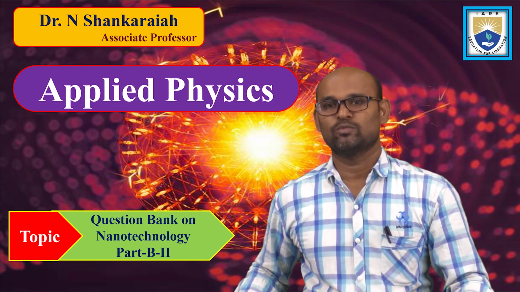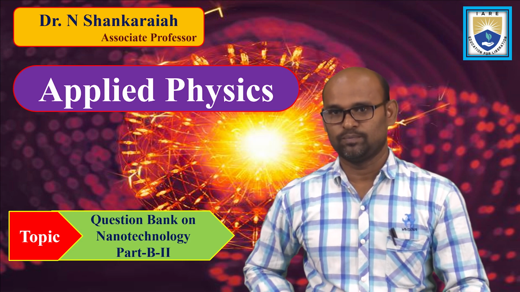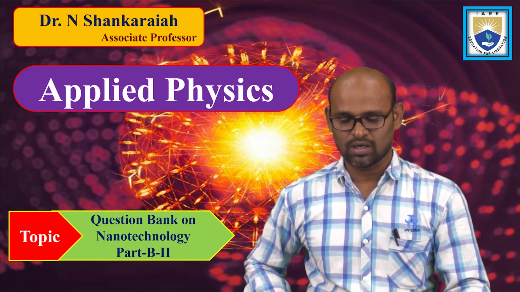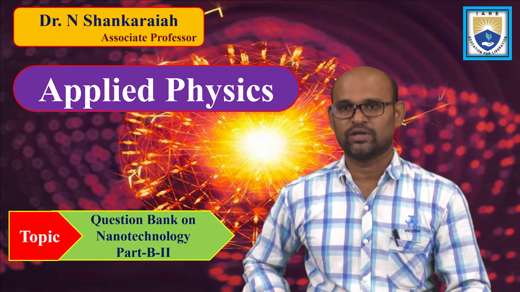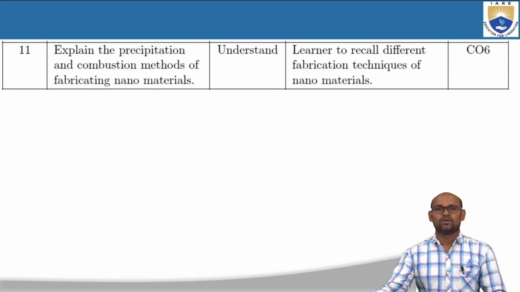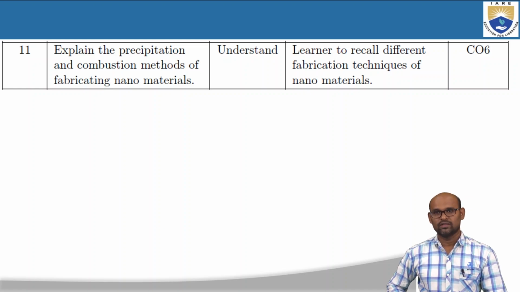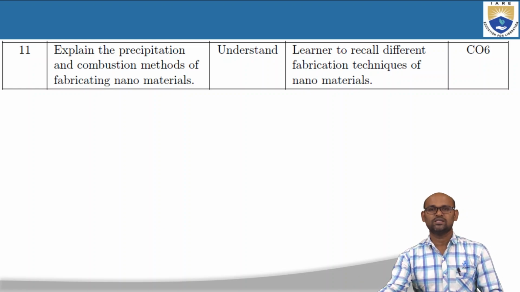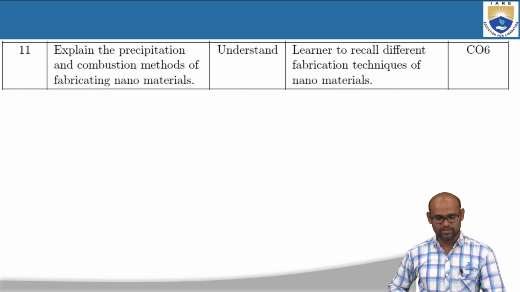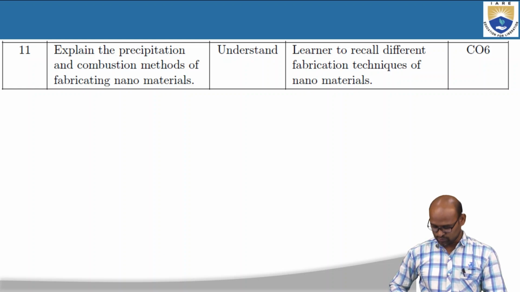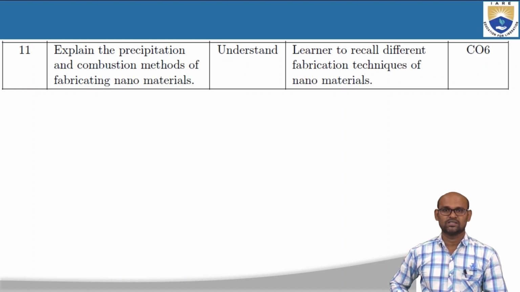In today's presentation, I am going to discuss the question bank on long answer questions on Module 5, Nanotechnology. The first 10 theory questions I have covered in the earlier presentation. The 11th one is: explain the precipitation and combustion methods of fabricating nanomaterials. We need to explain what the precipitation method is and what the combustion method is. These two methods are used to fabricate nanomaterials, so we have to discuss them.